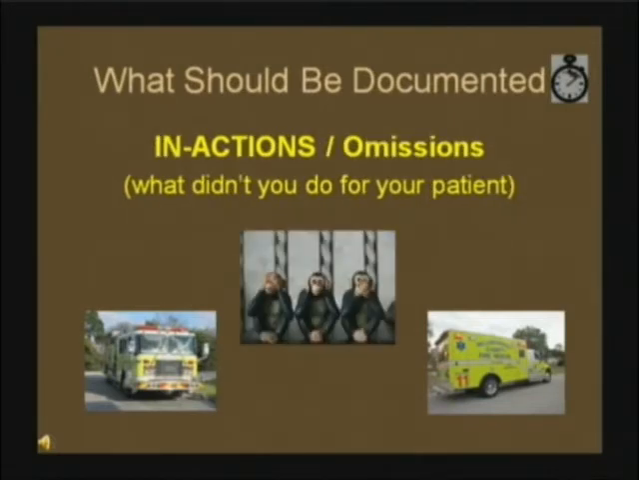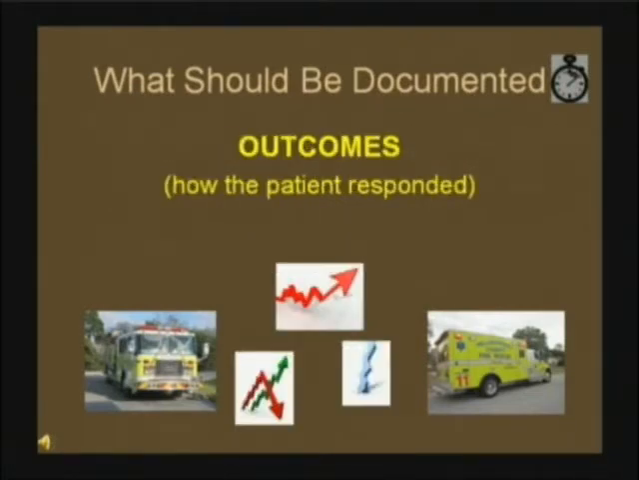When we talk about actions, we also have to talk about inactions and omissions. What didn't you do for your patient? Because sometimes there really is a rationale for withholding a treatment. When that occurs, you need to document why. The next stage in your run report, outcomes. How the patient responded. You need to clearly qualify how the patient's complaint changed or didn't change.